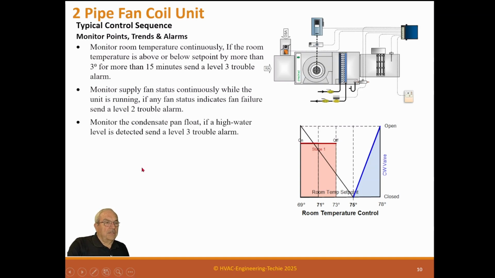Monitor the condensate pan fluid. If a high water level is detected, it's a level 3 trouble alarm. Now, you might want to make that a level 2. It depends on what's underneath the unit.